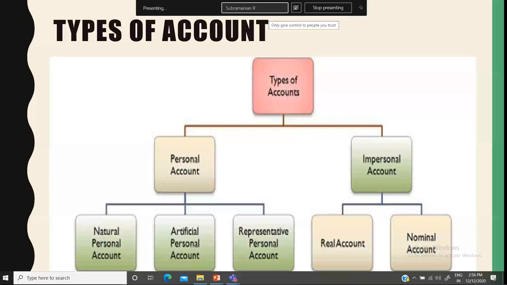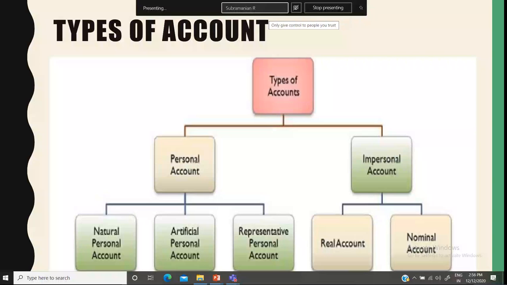So like that, artificial personal account means a bank account or any firm's or company's account. And what is meant by representative personal account? Representative personal account includes outstanding expenses, prepaid expenses, accrued income, and income received in advance. Let me explain each thing in depth now. These all come under representative personal account, and four aspects are included here.